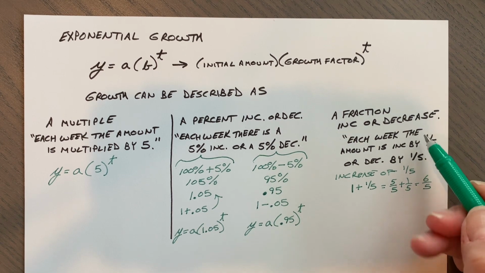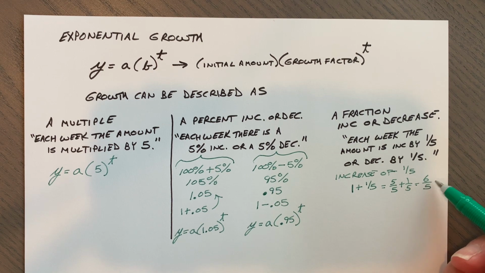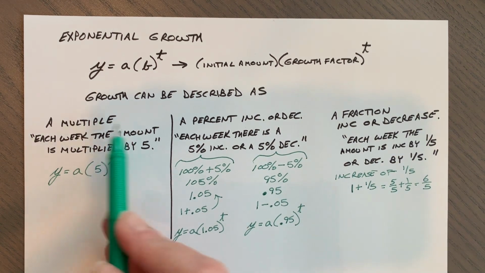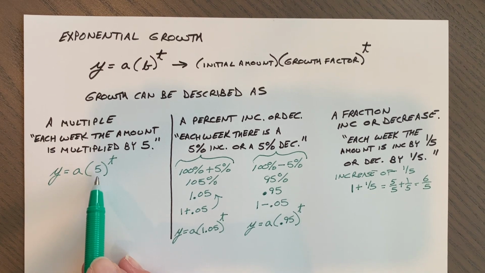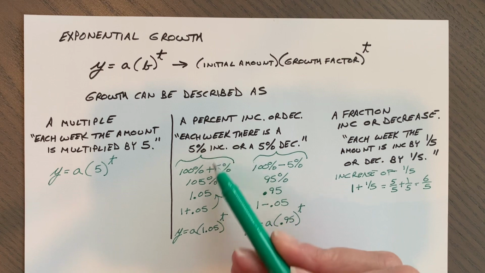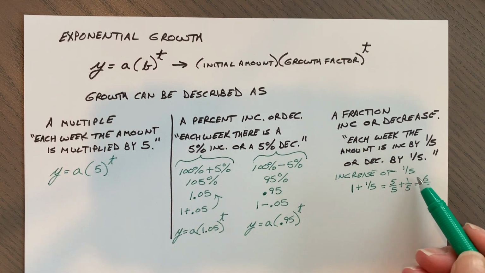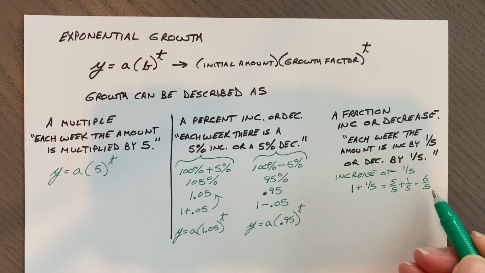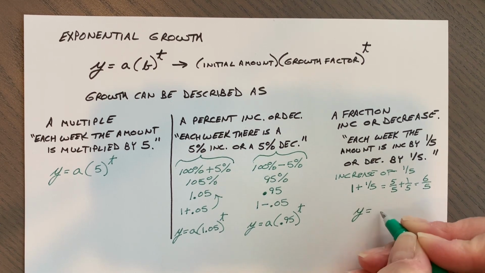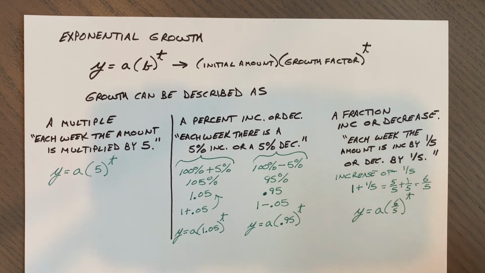If we're having an increase, your growth factor is going to be more than 1. We can see that all the way across. Here we were definitely increasing, right? If we multiply by 5, notice how that growth factor is more than 1, a lot more than 1 here. Here we had an increase, and the growth factor is more than 1. Here, for an increase of 1/5, that's equivalent to 1 plus 1/5, your original amount plus 1/5. So our growth factor again is more than 1. Here we would write y equals a times 6/5 raised to the t.